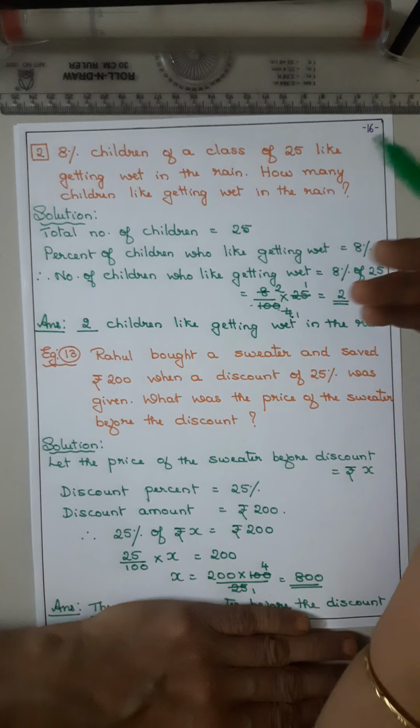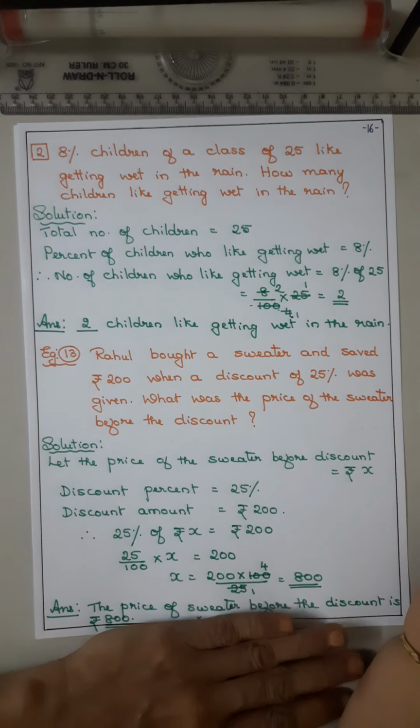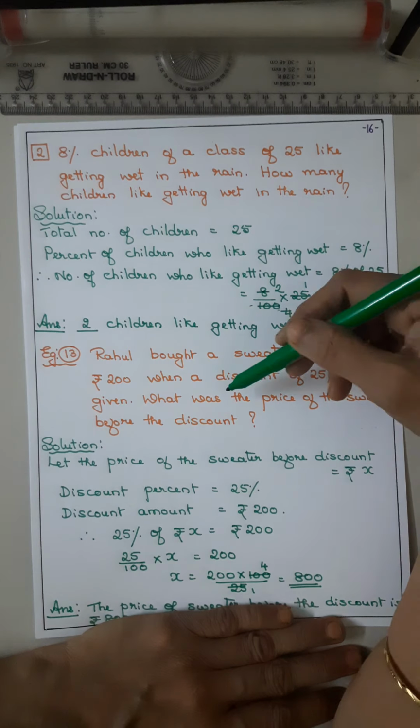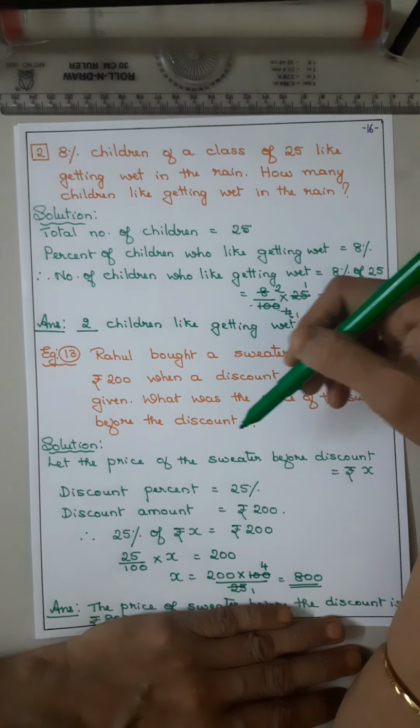Okay. Now coming to example 13, Rahul bought a sweater and saved rupees 200 when a discount of 25% was given. What was the price of the sweater before the discount?